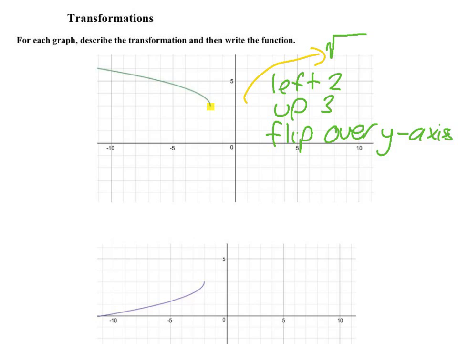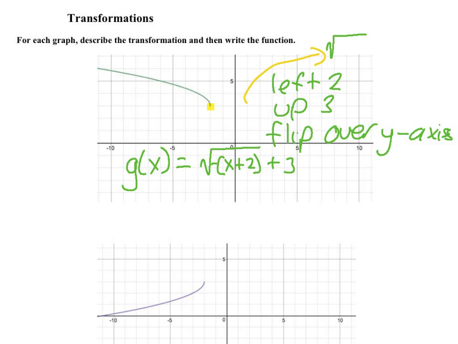So now let's write our function. I'm going to call this one g of x. Now I know it's the square root, and I know that it's going to be x, and because it went to the left 2, it's going to be add 2, and then when it went up 3, so on the outside of the square root, I'm going to put plus 3. Now, to show that it was a flip over the y-axis, I'm going to put the stuff on the inside of the parentheses, so the x plus 2, I'm going to make that a negative.